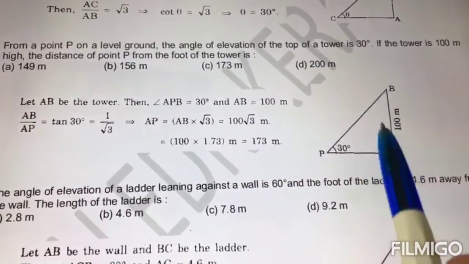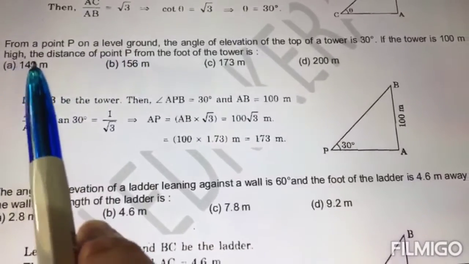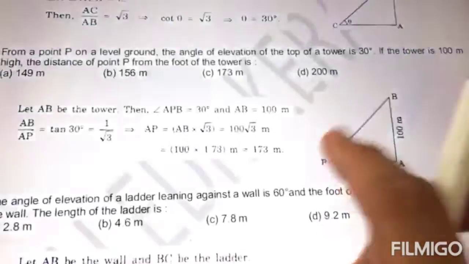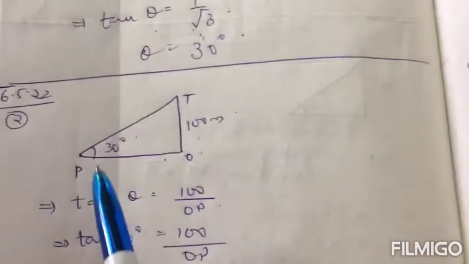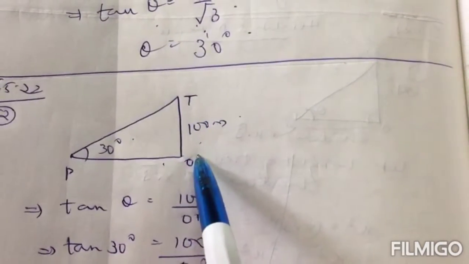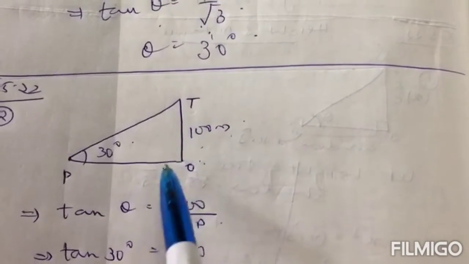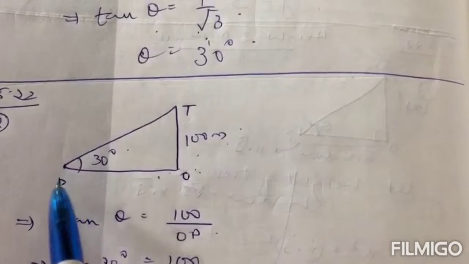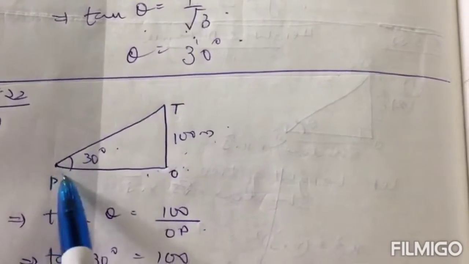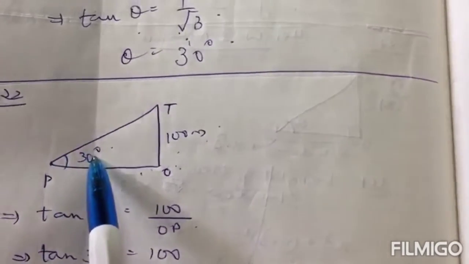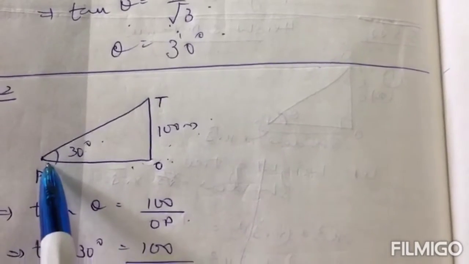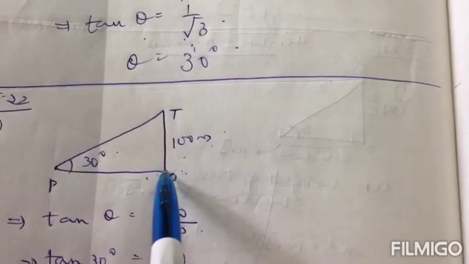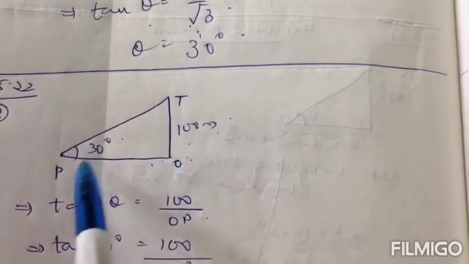If the tower is 100 meters high, the distance of point P from the foot of the tower is what? So let us draw the diagram. Let OT be the tower, 100 meters high. Then you have a point P, and when you're looking at the top of the tower from point P, the angle of elevation is 30 degrees. We are asked to find the distance of the point P from the foot of the tower. The foot of the tower is the bottom of the tower. So we have to find OP.